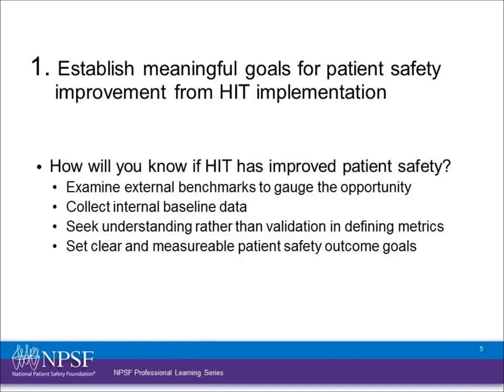So starting with the first one, establishing meaningful goals for patient safety improvement from HIT implementation, the main question we ask ourselves is how will you know if the health information technology has actually improved patient safety? There are again 4 things to begin to look at. One is to examine external benchmarks and use that to gauge the opportunity that exists. You can look to the literature, to published research studies, to case reports, or even site visits of other facilities who have gone down the path you're about to go down. What did they experience? What type of safety improvements did they achieve through their HIT implementation?